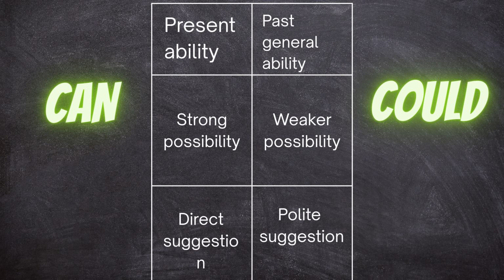As a summary, both are very similar. Both are used for abilities. However, can is for present abilities, could for past general abilities. Both are used for possibilities, but can is stronger and could is weaker. Both are used for suggestion or permission, but can is straightforward and could is polite.